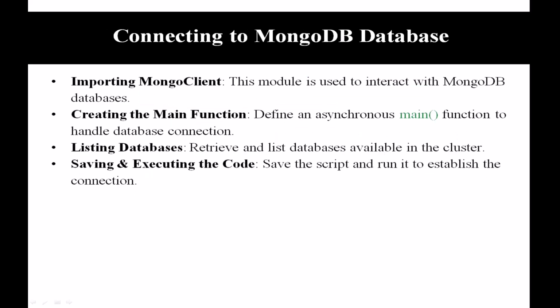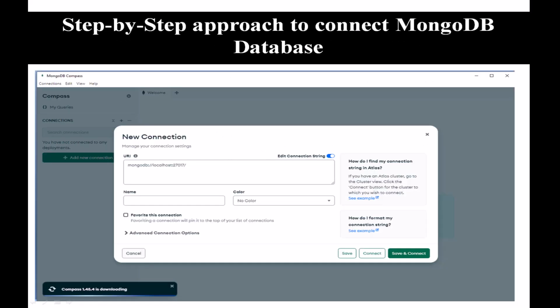Connecting to the MongoDB database. Here you import the MongoClient. This module is used to interact with MongoDB databases. Creating the main function. Define the asynchronous main function to handle the database connection. Next, listing the databases. You can retrieve the list of databases available in the cluster. Saving and executing the code. You can save the script to run the connection.